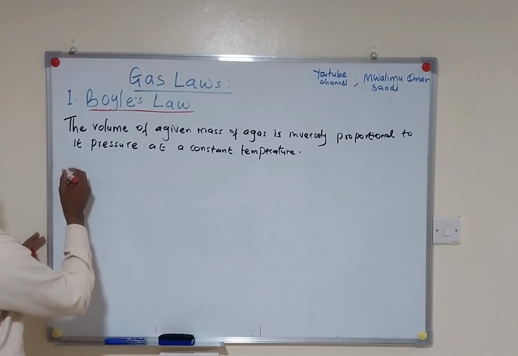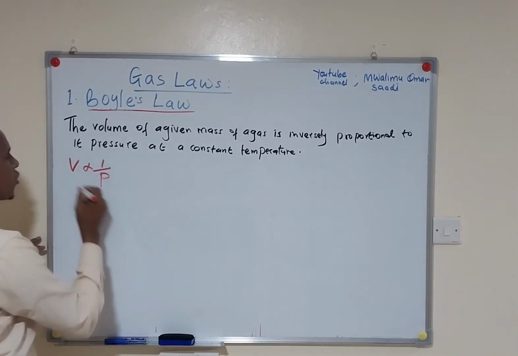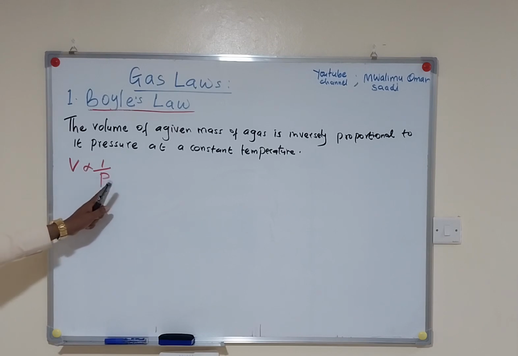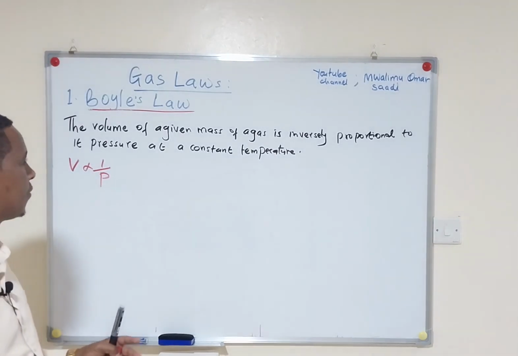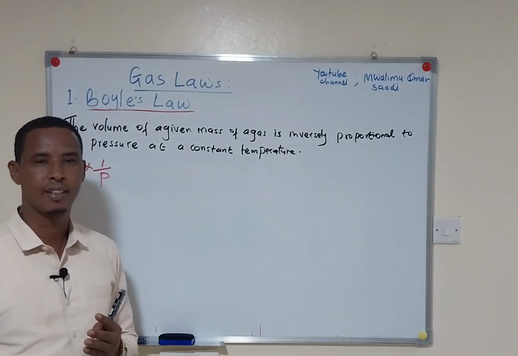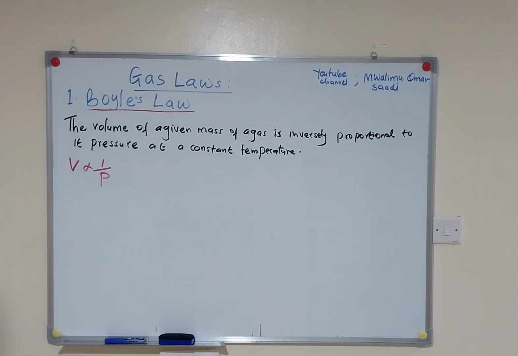So that means V is inversely proportional to P. So this is volume inversely proportional to pressure. So that means when the volume increases, the pressure decreases, and when the pressure increases, the volume decreases. So they are inversely proportional to one another.